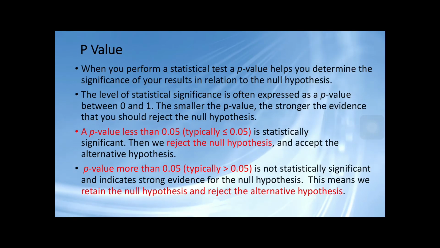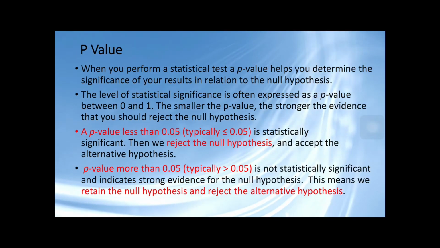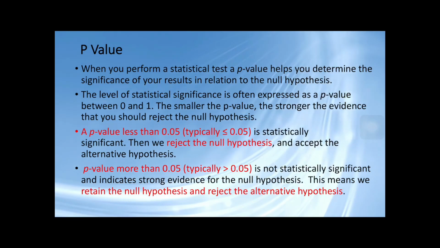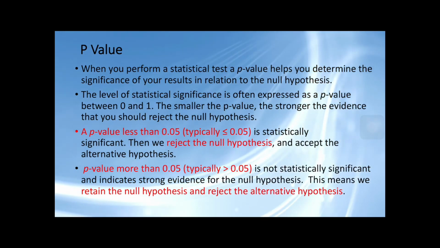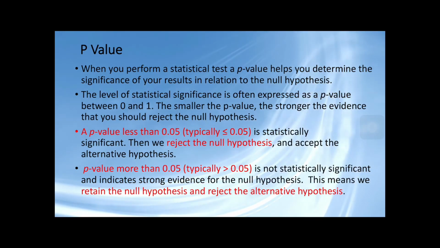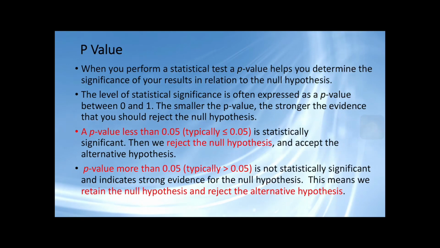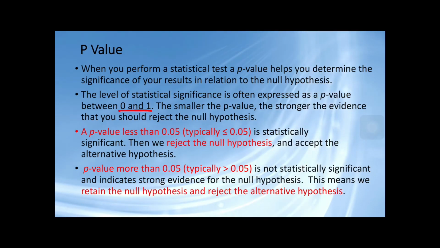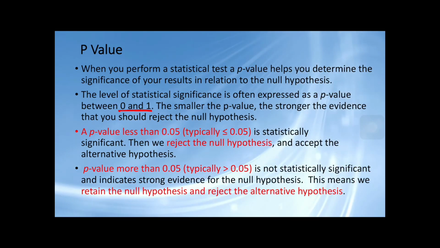Now, let us look into the concept of p-value. When you perform a statistical test, a p-value helps you to determine the significance of your results in relation to the null hypothesis. The level of statistical significance is often expressed as a p-value and it usually lies between 0 and 1. The smaller the p-value, the stronger is the evidence that you should reject the null hypothesis.